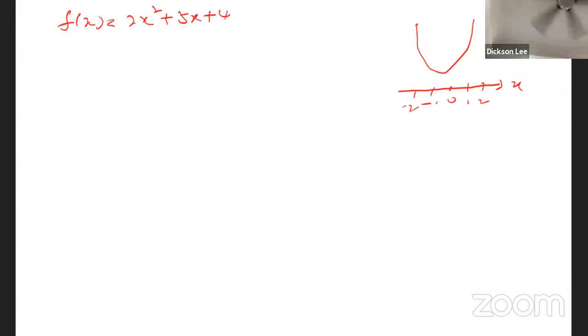Sentiasa positif berarti lengkungan itu adalah di atas. Sentiasa negatif, if they say always negative, it's also the same. The same means they don't have any roots. That means b squared minus 4ac, no real roots. What are they? Less than 0.